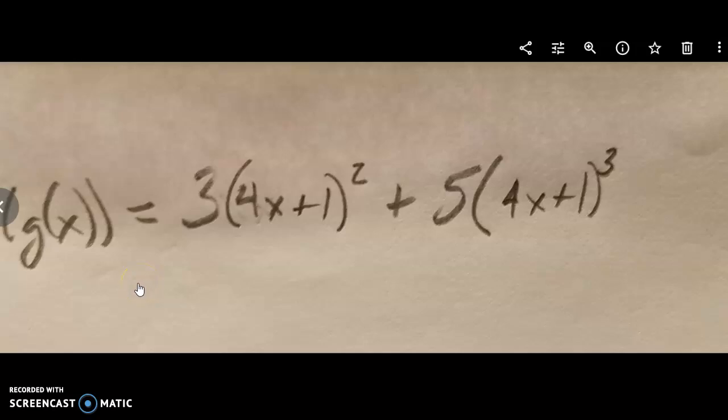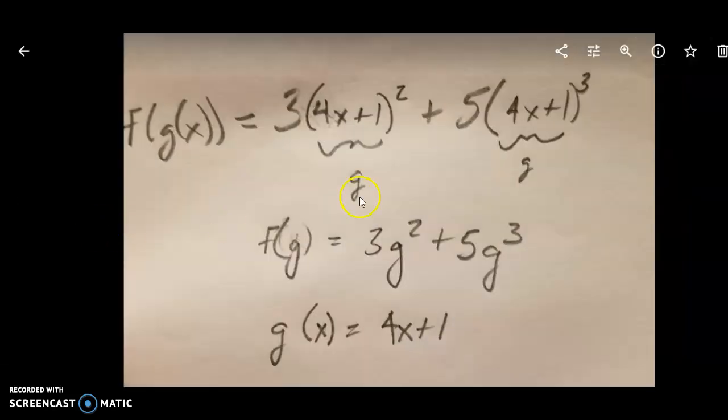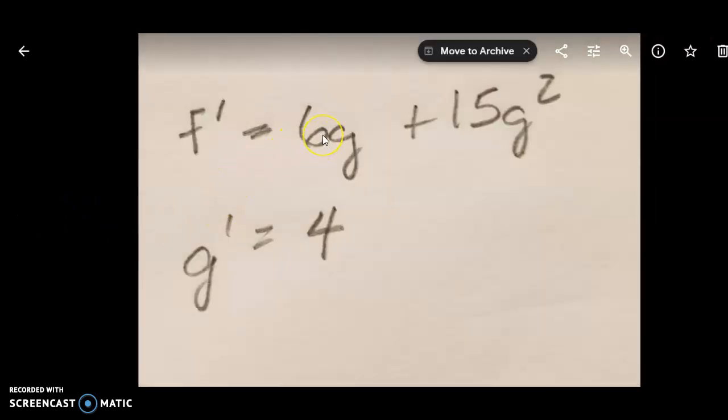Okay, new function. I took this because it doesn't necessarily tell you what the outside and inside functions are. So right here, the clue is what's inside the parentheses. We call what's inside the parentheses g, which simplifies the function down to 3g squared plus 5g cubed, and then g is just 4x plus 1. So we look at the derivatives. We've got 6g plus 15g squared, and g prime is 4.